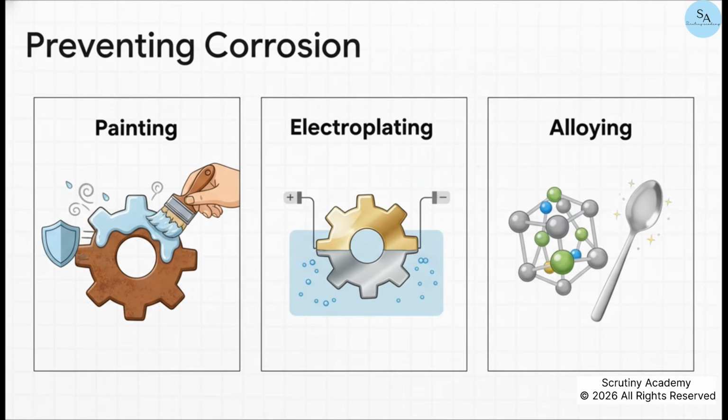You can paint it to create a physical barrier, you can electroplate it, coat it with another metal, or you can change the metal itself by making an alloy like stainless steel, which is just naturally good at resisting rust.